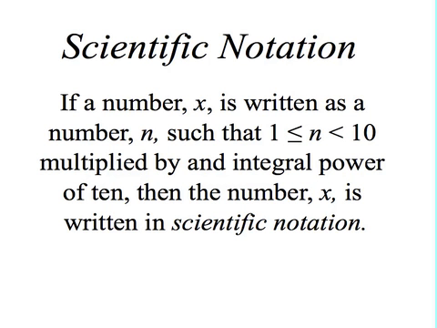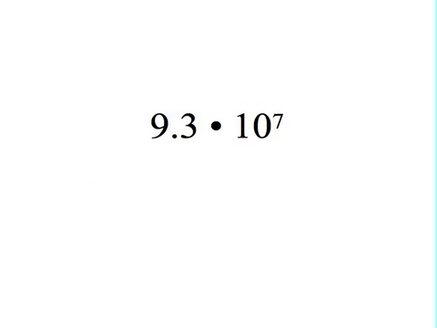When a number is written as another number greater than or equal to 1 but less than 10 times an integral power of 10, that number is said to be written in scientific notation. And here's an example: 9.3 times 10 to the 7th. The 9.3 is greater than or equal to 1, but it's less than 10. And the 10 to the 7th power is an integral power of 10 because 7 is an integer.